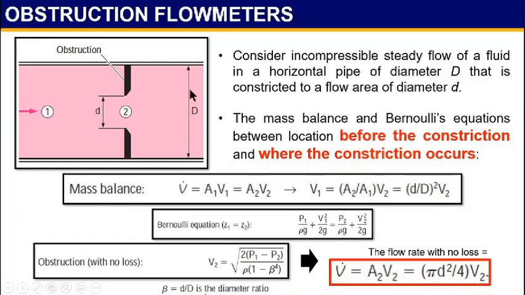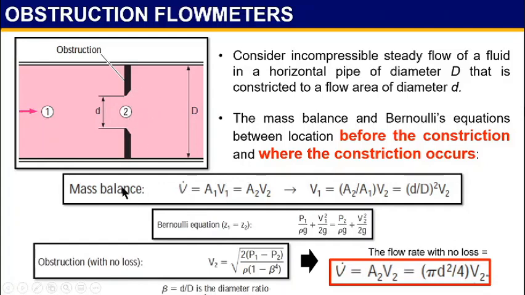So let's consider a horizontal pipe with diameter D. Inside the pipe, we have an obstruction. We have two points, point 1 and point 2. Point 1 is where the flow is before the obstruction, and point 2 is where the obstruction is located. So we call point 1 before the constriction, and point 2 where the constriction occurs.